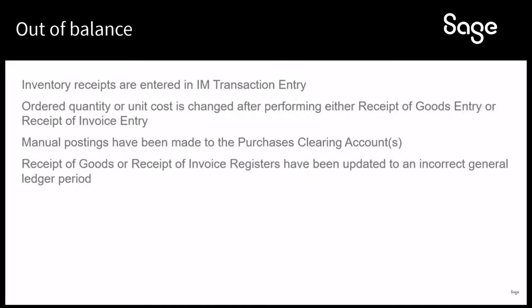If they don't match, you may be out of balance, and there's a number of places to look. Inventory receipts might have been entered in the inventory module using transaction entry. The ordered quantity or unit cost might have been changed after performing either receipt of goods entry or receipt of invoice entry. Manual postings may have been made directly to the purchases clearing account. Receipt of goods or receipt of invoice registers may have been updated to an incorrect general ledger period.